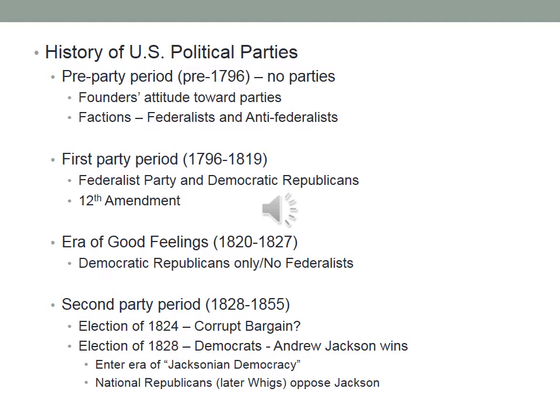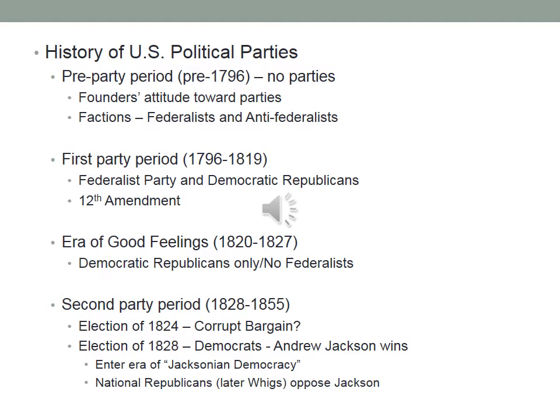But while there weren't official political parties in the pre-party period before 1796, there were factions, which are basically divisions or interest groups amongst political elites. The factions at this time were the Federalists, who supported a strong central government and were more supportive of industrialization and commerce, and the Anti-Federalists, who believed state-level government was best, wanted a weak central government, and believed that a more agrarian, or farming, economy would work best.